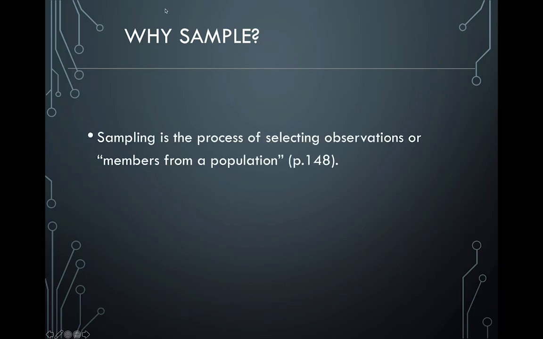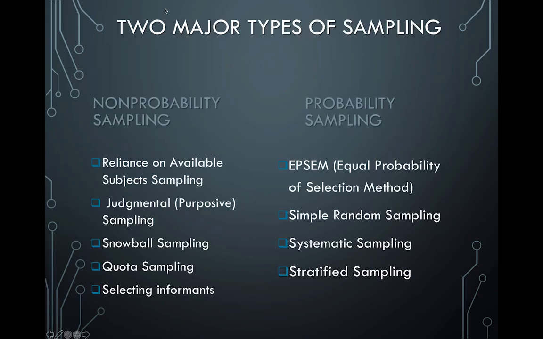Generally, you are selecting observations or members from a population. More importantly, though, really simply put, it saves time, effort, and money. Those are important things, always, and especially right now. So that's why we do it. There's two major types of sampling. There's non-probability sampling, and there's probability sampling.